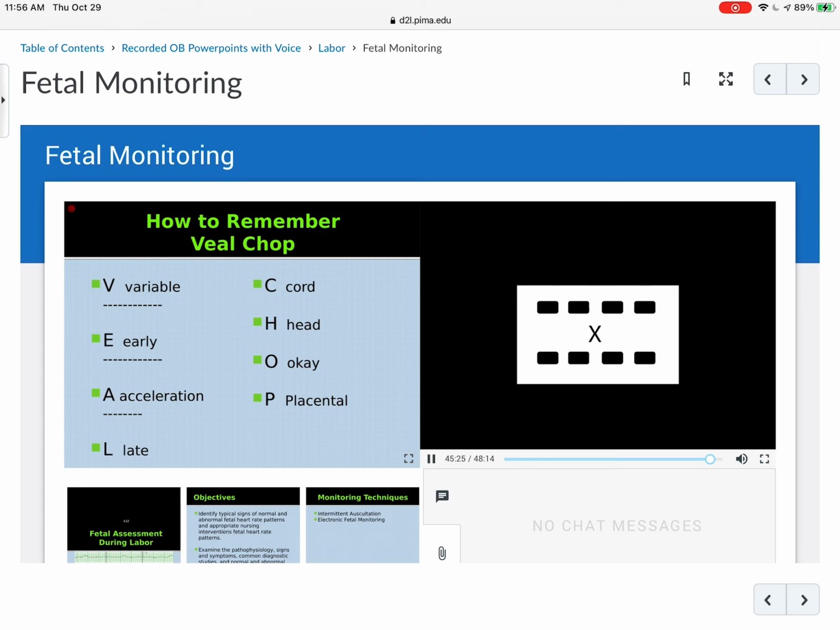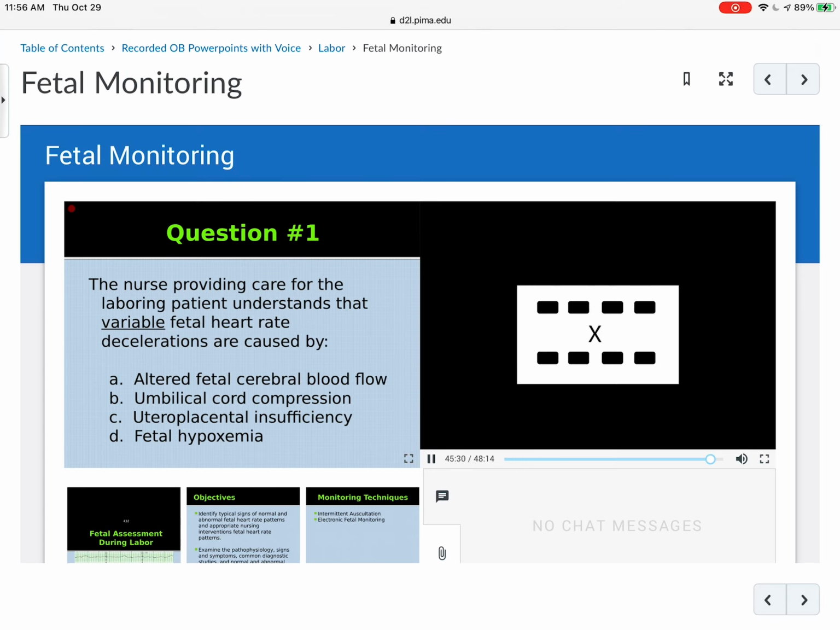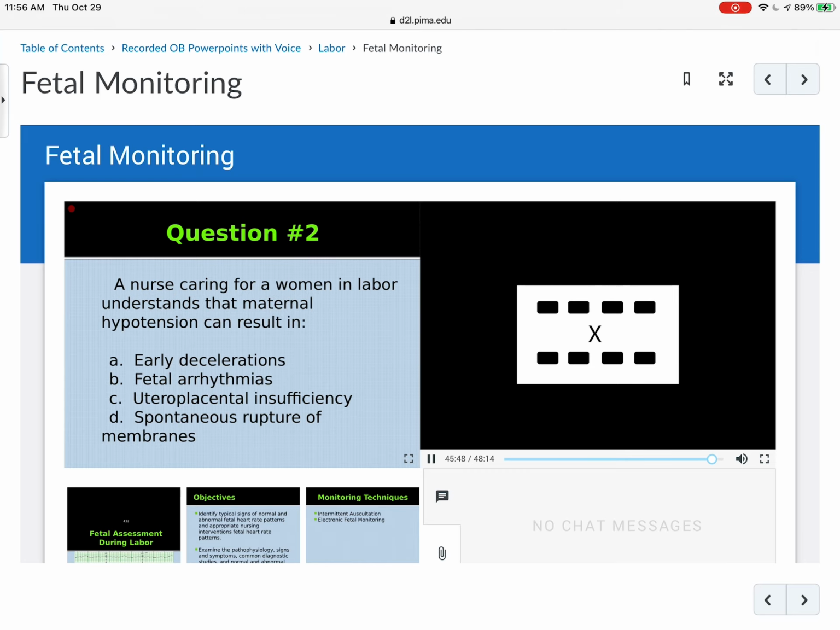Again, how to remember? Remember your VEAL CHOP. Think of your VEAL CHOP as you answer question 1. The nurse providing care for the laboring patient: variable fetal heart rate decelerations are caused by, we said variables are caused by cord compression. If you had your VEAL CHOP, you would remember that too.